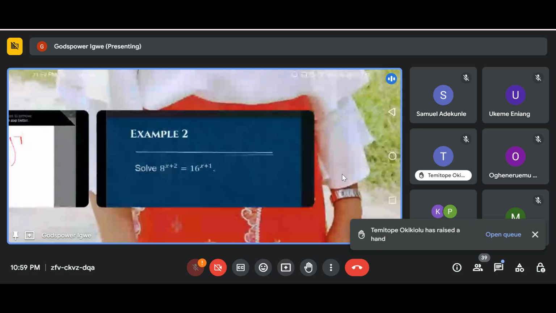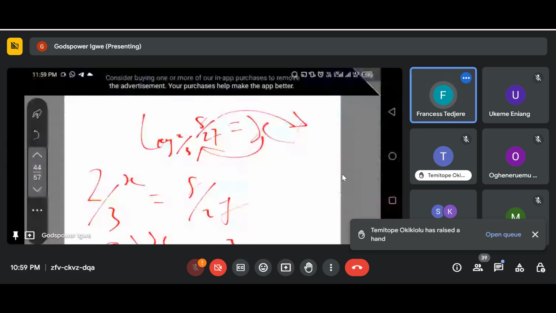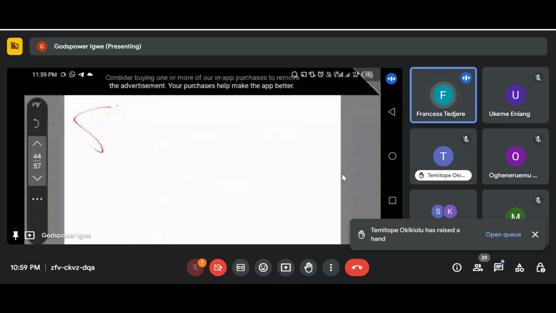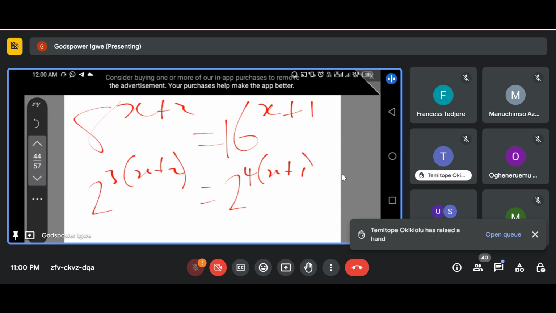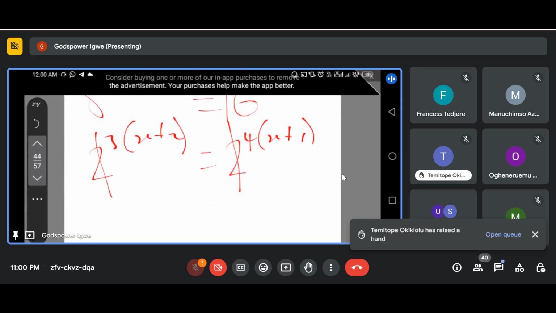8 raised to power x plus 2 is equal to 16 raised to power x plus 1. So we know that this will be 2 raised to power 3, that is 2 cubed is 8, raised to power x plus 2, and this will be 2 raised to power 4, bracket x plus 1. So this and this have gone. So it will be 3 open the bracket, 6 is equal to, open this bracket.